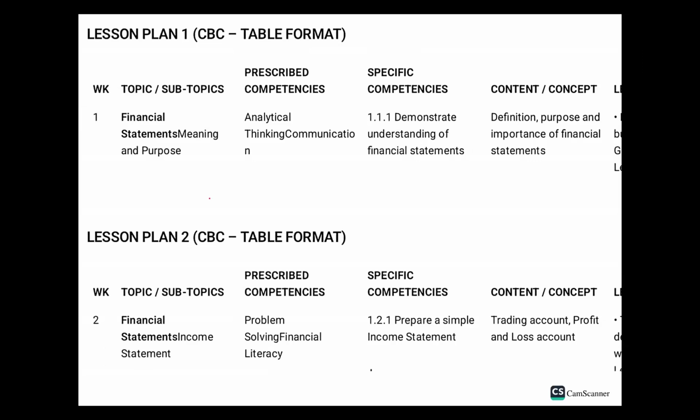Remember, a scheme of work has almost everything, like maybe 5 topics or maybe 3 topics compacted together, or many lessons in broader themes. But here, you break down further into smaller units. So this is where you pick a subtopic, for example, meaning and purpose of financial statements.